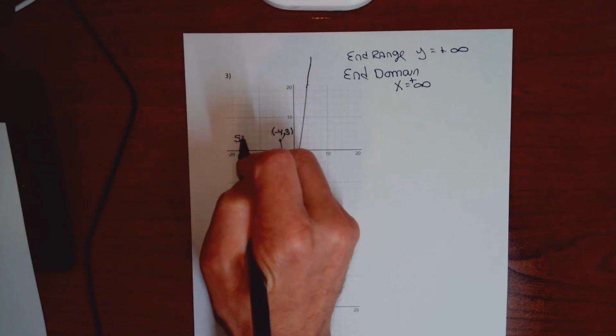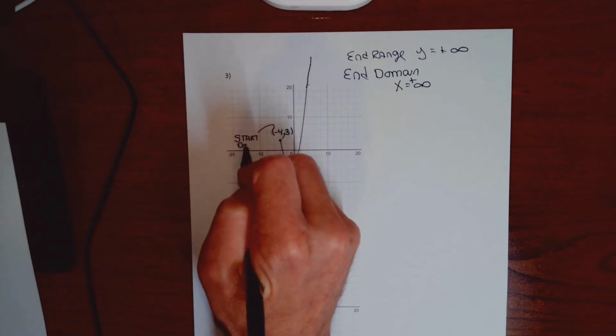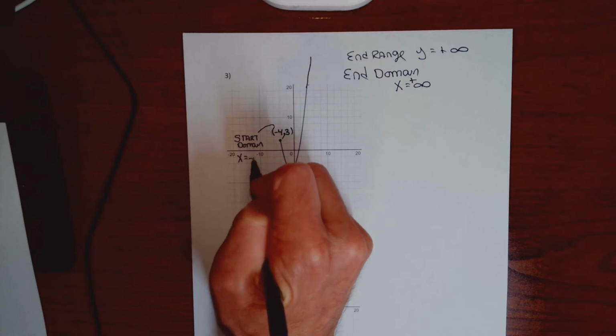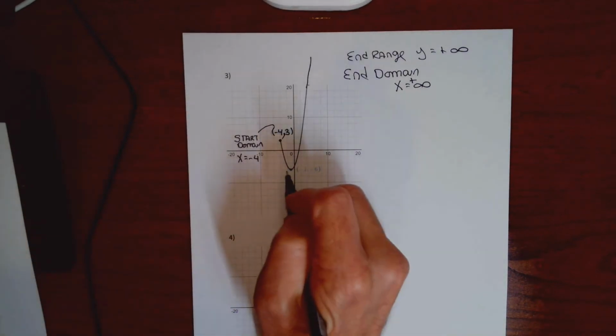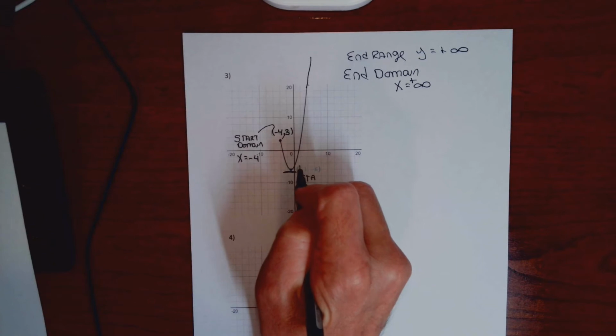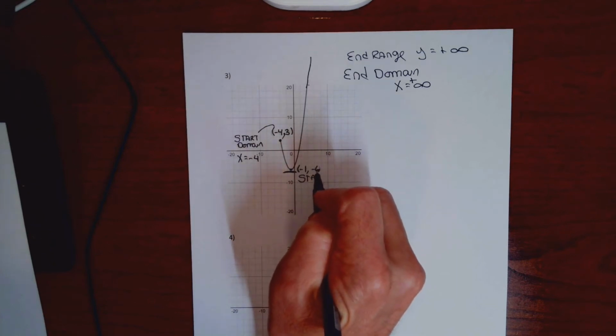So my domain is going to start at the x coordinate of the point on the left edge of the graph, which is negative 4. It's marked with a closed circle, so I'll get a square bracket. The bottom of the graph is where the start of my range happens. And again, if this point isn't legible, it's the point negative 1, negative 6.